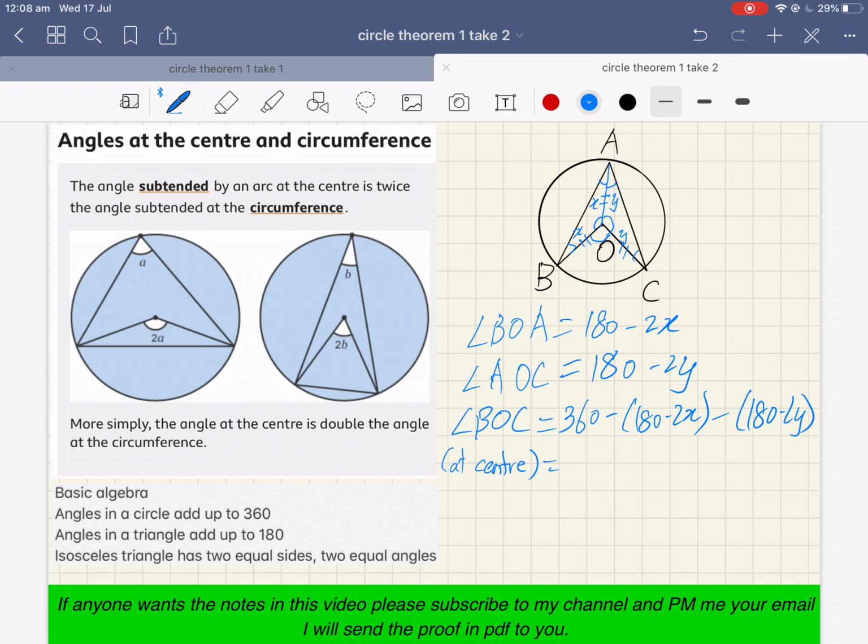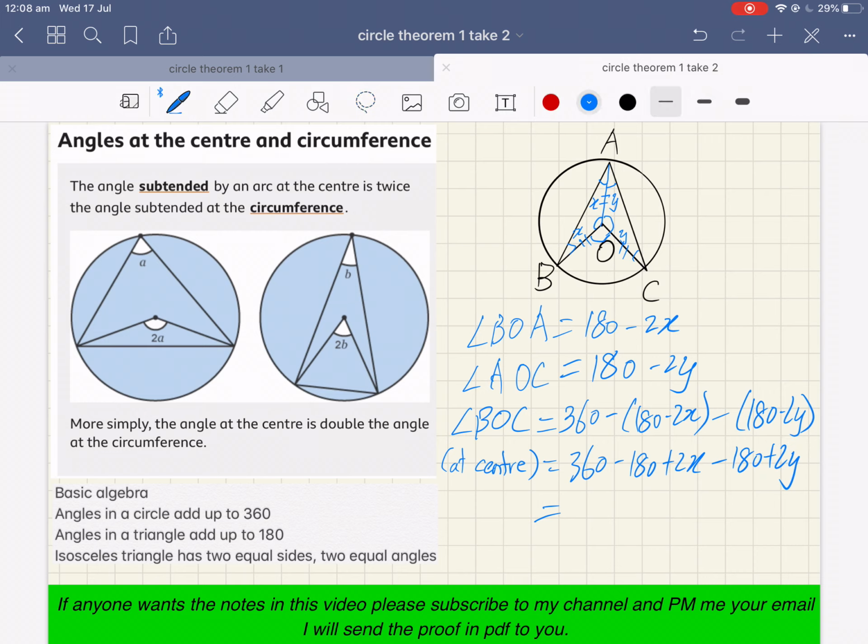Now let's rearrange and simplify that. So 360 take away (180 minus 2x) minus (180 minus 2y). So why is it like that? Because you're taking away the bracket, so minus minus makes plus. The same goes with plus 2y.